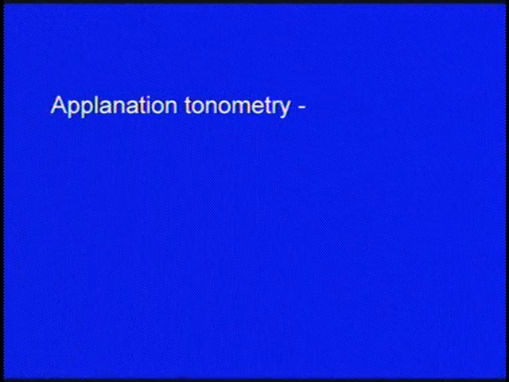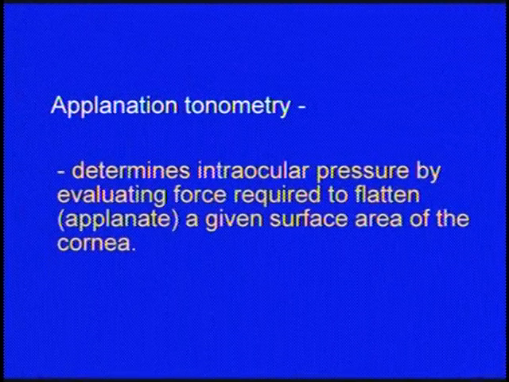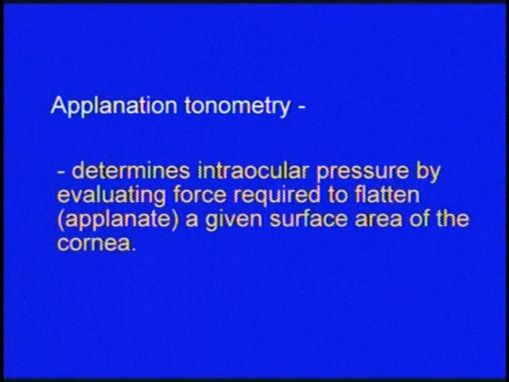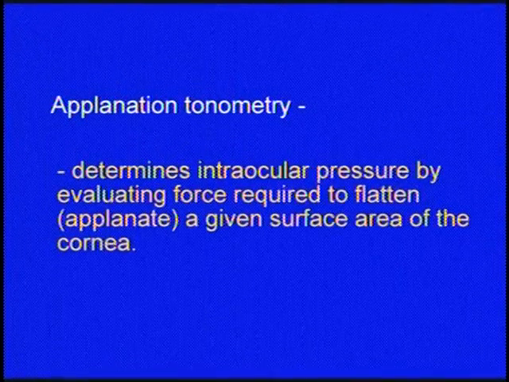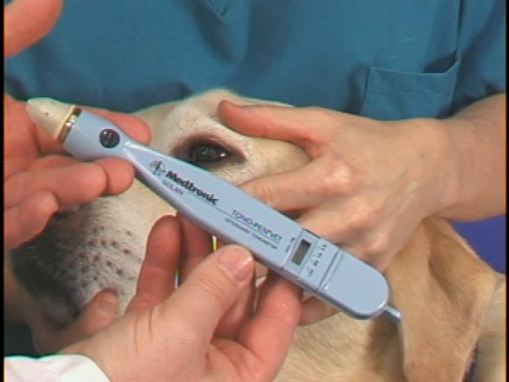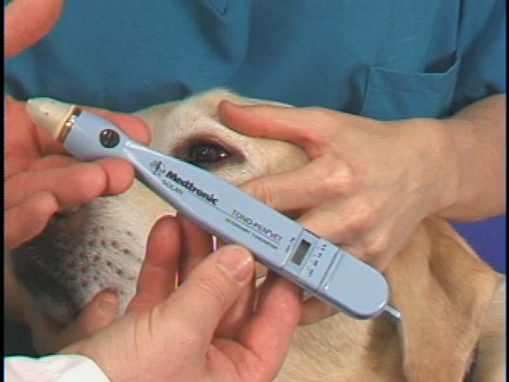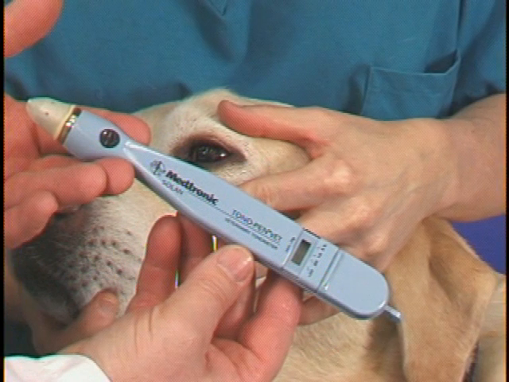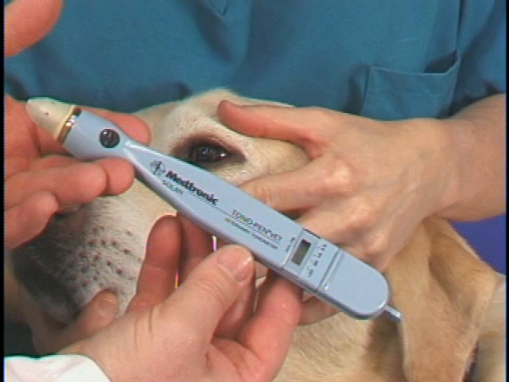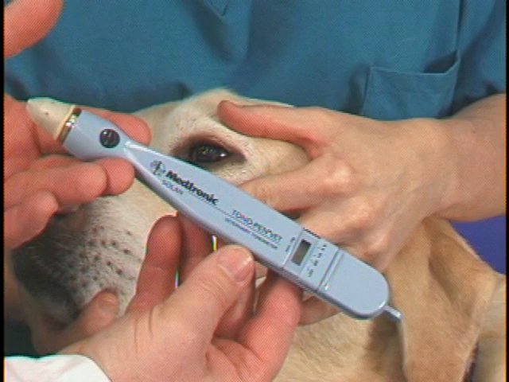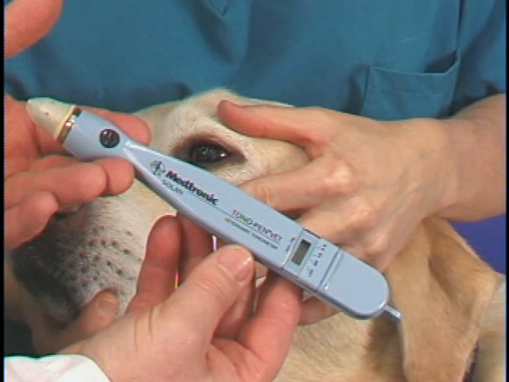Applanation tonometry determines intraocular pressure by evaluating the force required to applanate or flatten a given surface area of cornea. The most common applanation tonometer used in veterinary medicine is the Tono-Pen. The Tono-Pen has been shown to be highly accurate across many species and a wide range of intraocular pressures. The Tono-Pen is lightweight, portable, accurate, self-calibrating, and averages several readings and gives a percentage error to ensure accuracy.